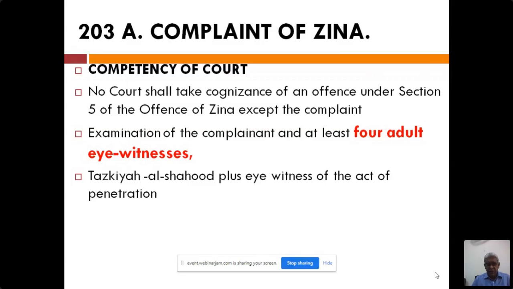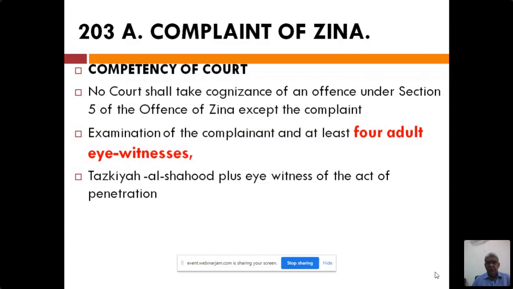So these are the conditions which have been put. Although some facilitation has been made to put up the complaint of zina, the criteria to make the evidence in the court has been made very difficult, and could not be fulfilled.